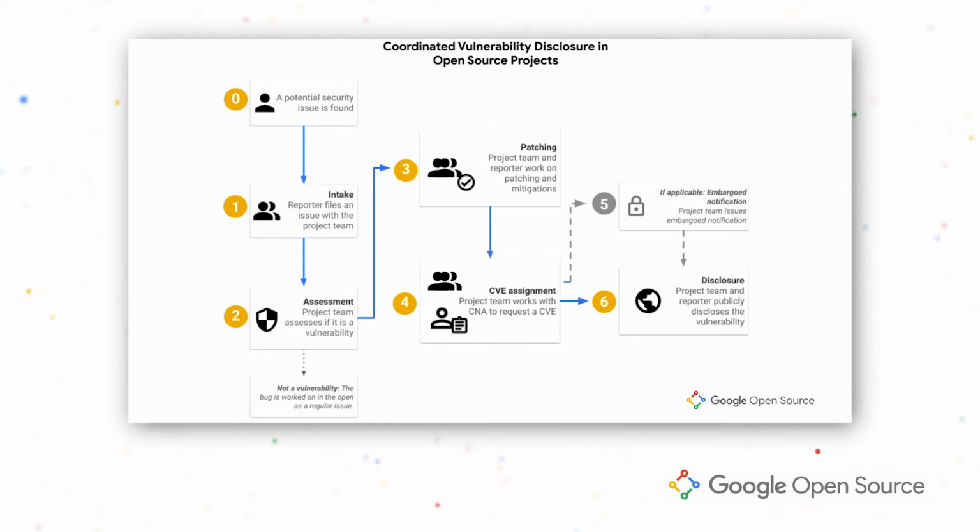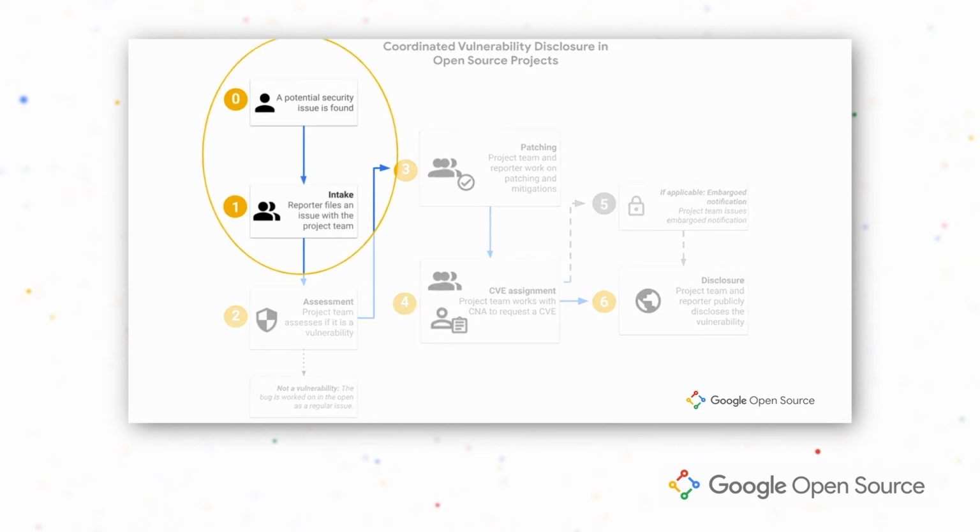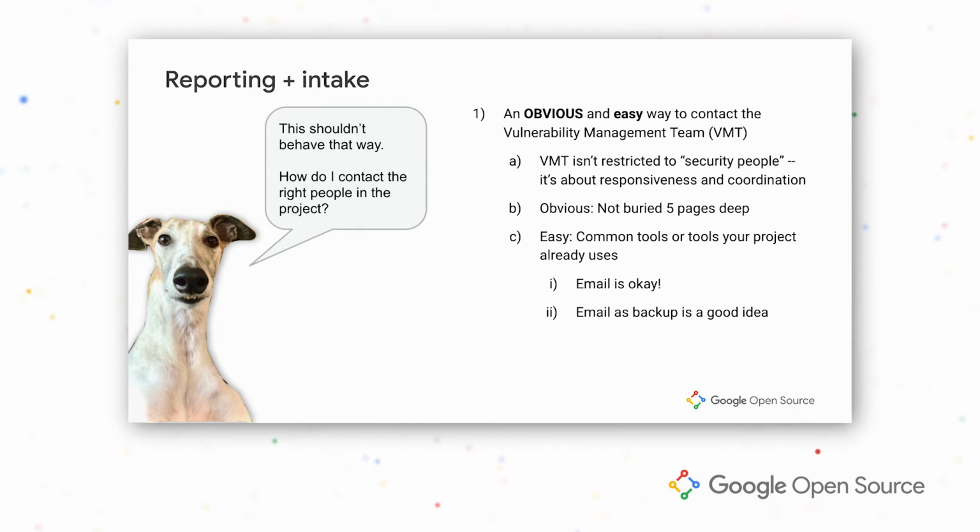So let's start exactly at that top. This chain kicks off when someone finds an issue and decides to notify the project team. So here is our researcher. It's actually my dog. He got a promotion for today, but here he is. They found something that shouldn't behave this way. They want to know, how do I contact the right people in the project?